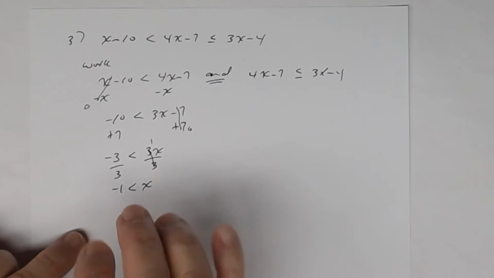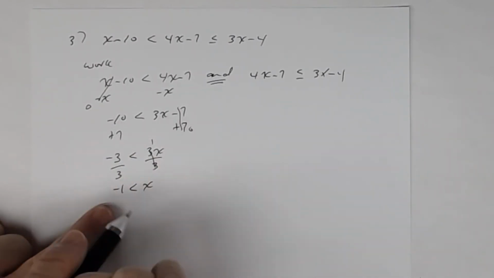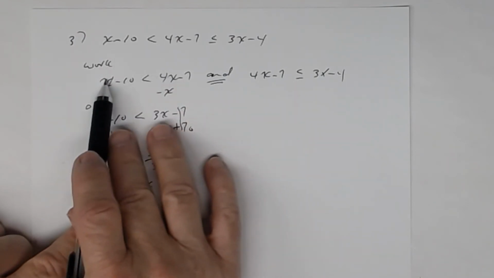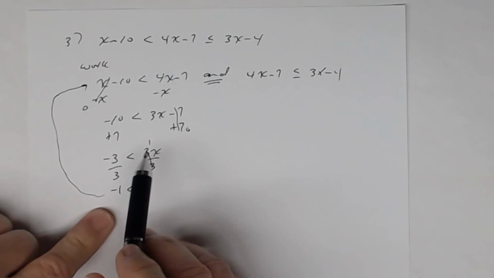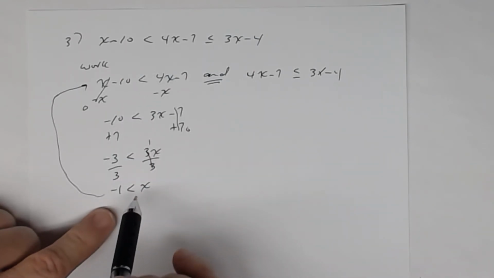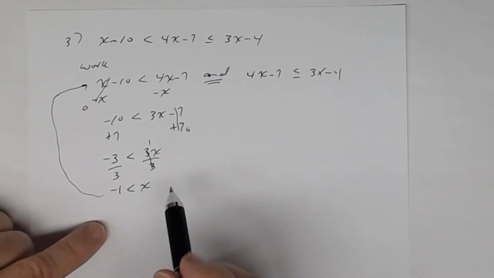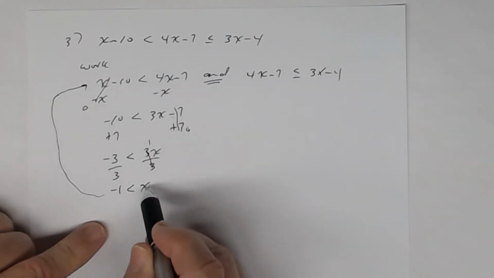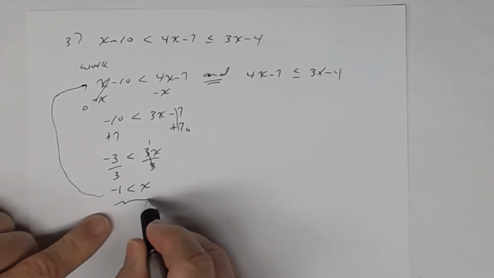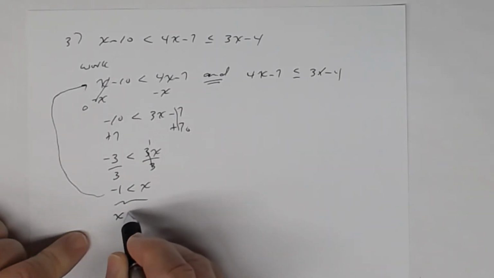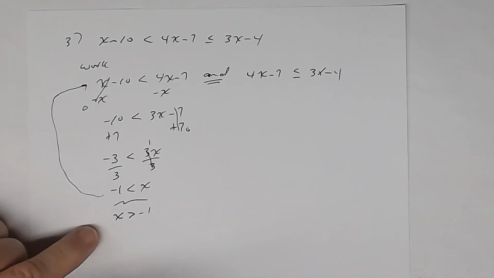Now remember what this means. Negative 1 less than x means that all the solutions to this simple inequality have to be greater than negative 1. That's what that means. That's the solution to this. Most students, though, prefer to write it this way, so x is greater than negative 1. So negative 1 is less than x means x is greater than negative 1.